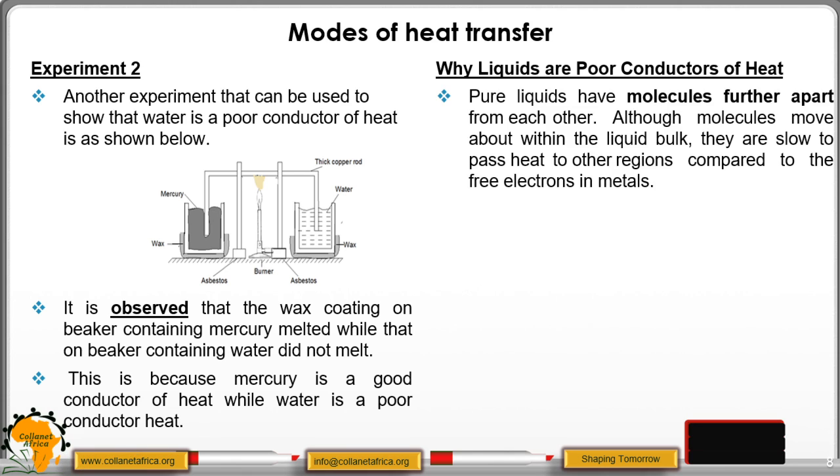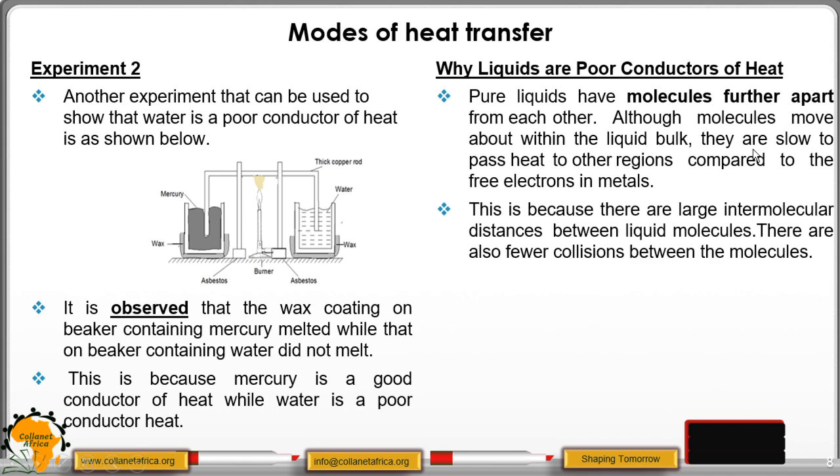One, we have that pure liquids have molecules further apart from each other. So although the molecules move about within the liquid, they are slow to pass heat to the other regions because of those distances between the molecules. This is because of large intermolecular distances. Therefore, there are fewer collisions between the molecules.